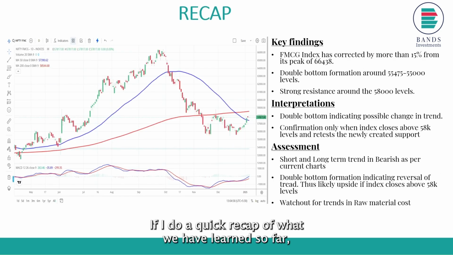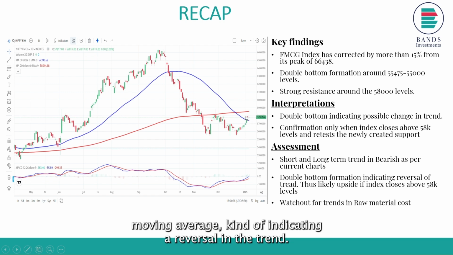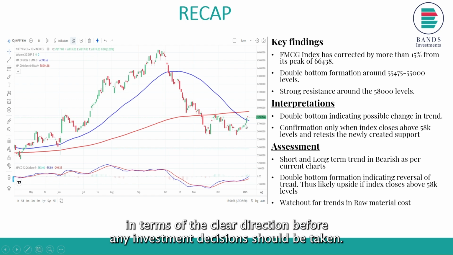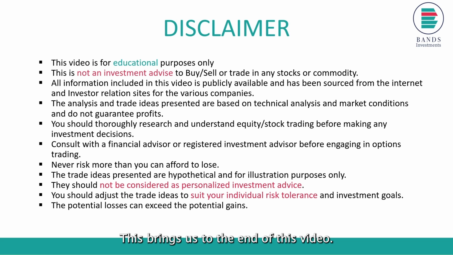If I do a quick recap of what we have learned so far, clearly we see a reduction of 15% in the index, with some trend reversal, rounding of bottoms, double bottom, and the price closing above the 50-day moving average, kind of indicating a reversal in the trend. However, a confirmation has to be awaited in terms of the clear direction before any investment decision is taken. This brings us to the end of this video.